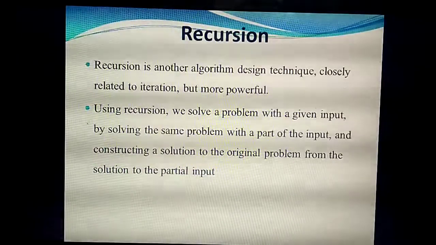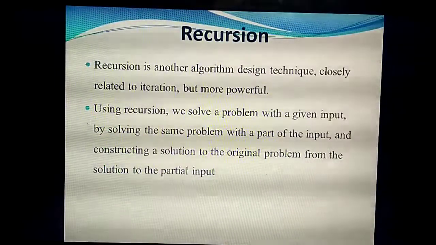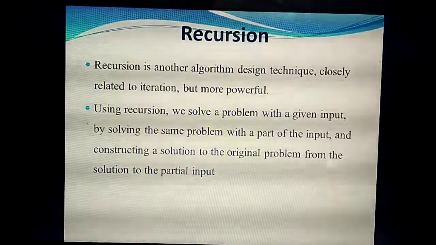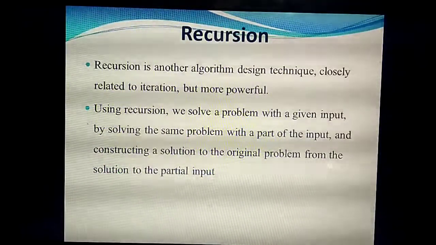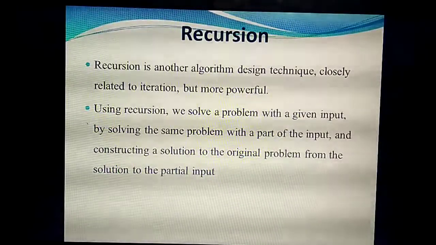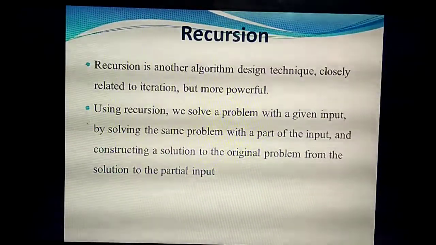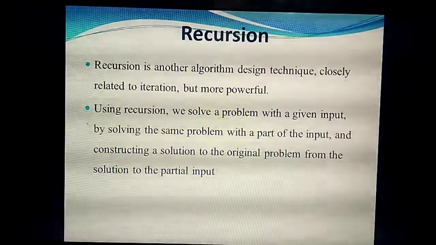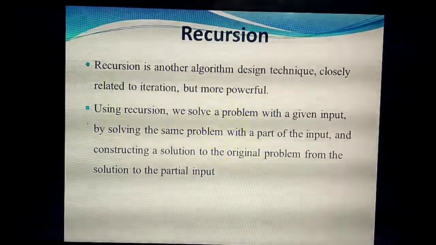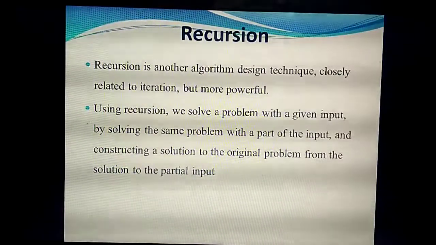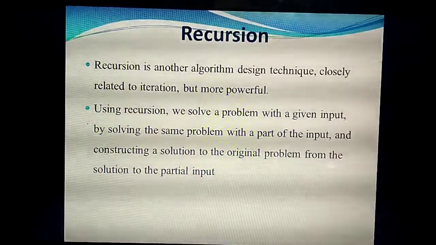Isn't it? The same thing: recursion also means you are going to solve one problem with the given input materials. What are the given inputs? Based on that input, you are going to solve the problem and get one solution. But in recursion, for the same problem, you take part of the input. What do you mean by part of the input? Consider that in a question they asked to prove LHS equal to RHS. First you take the LHS part and solve it.